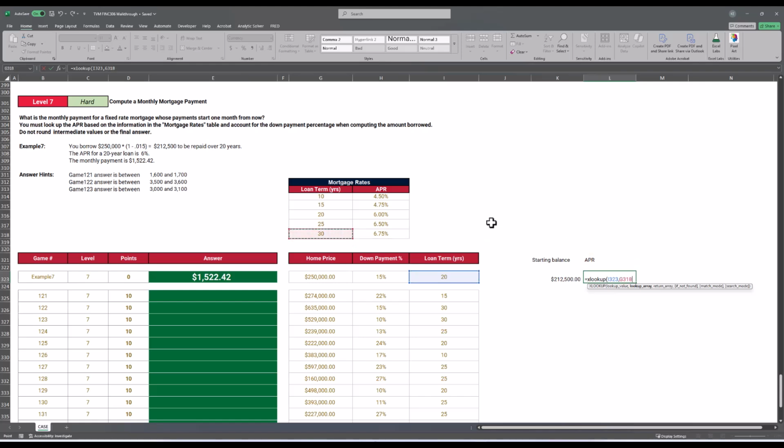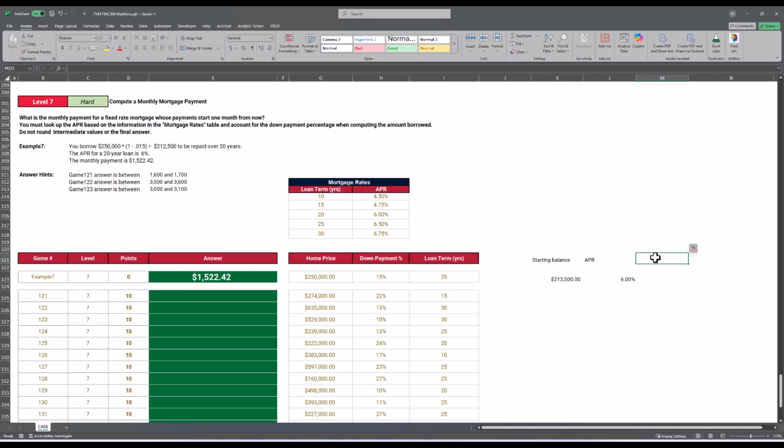I'm going to look in this array here, lock that in place so I can copy later. And my return array will be this APR list. So that returns, the formatting is off here, so I'll change that to percentage format so it looks a little bit nicer. And so I've got my correct APR. So 2026, so I've got 6.